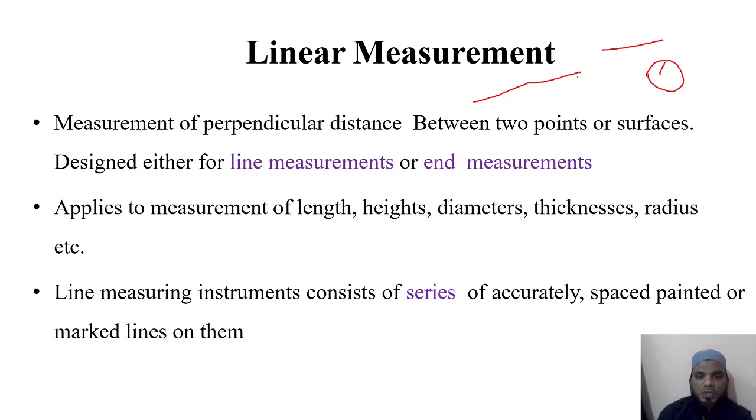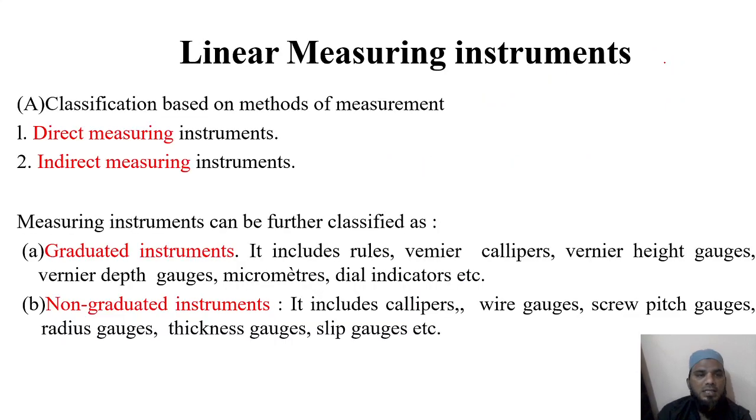So a line measuring instrument consists of a series of accurately spaced points or marked lines on them. Generally in linear measurement we have direct instruments and indirect measurements. In direct measurements we have two things. First is graduated instruments, another is non-graduated instruments. Graduated instruments are nothing but those on which there are particular marks. For example, steel rule, wooden rule, normal plastic scale, Vernier calipers, Vernier height gauge, Vernier depth gauge, micrometer, dial indicators, etc.